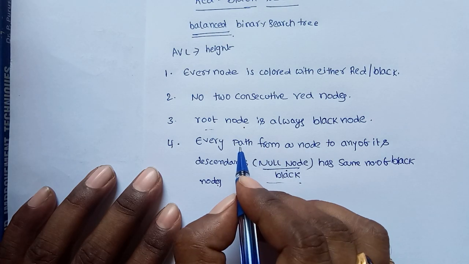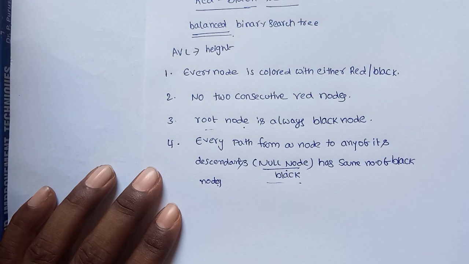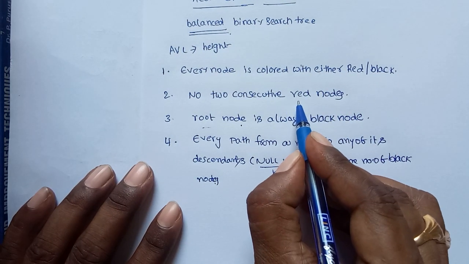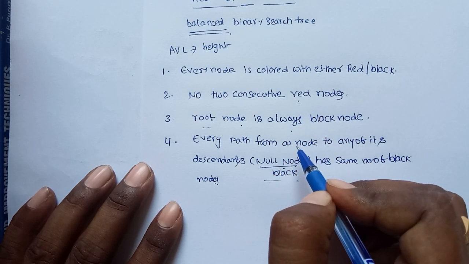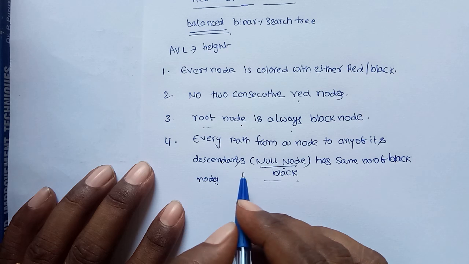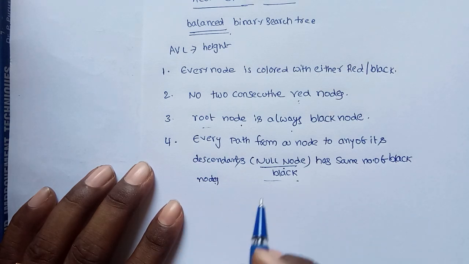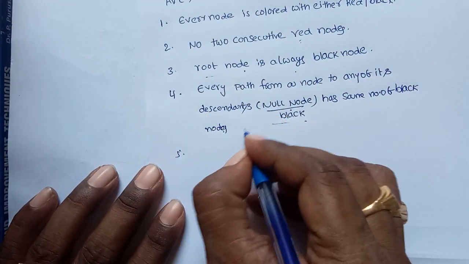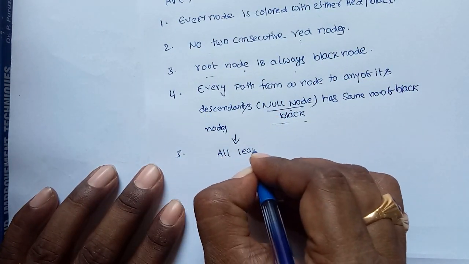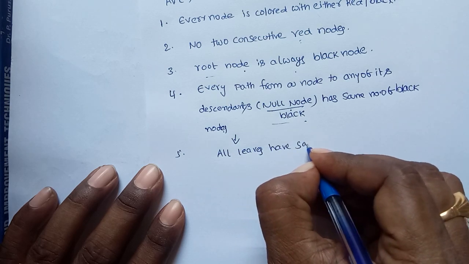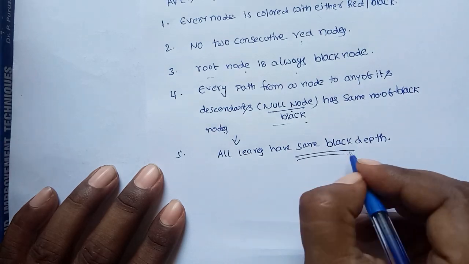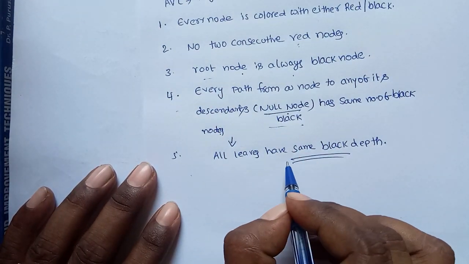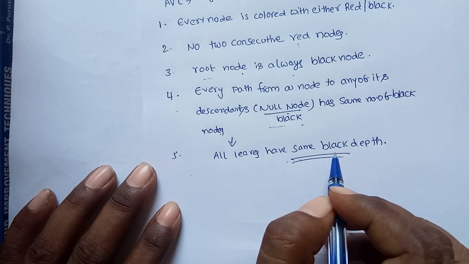And the children, that is, no two consecutive red nodes are allowed. That means the children of a red node are black nodes. And the depth property means all the leaves are at the same level. All the leaves have the same level. Same level means, in addition to this, all leaves have the same black depth. Remember, 4 and 5 are the same. In simple notation, the fifth one is all the leaves have the same black depth.